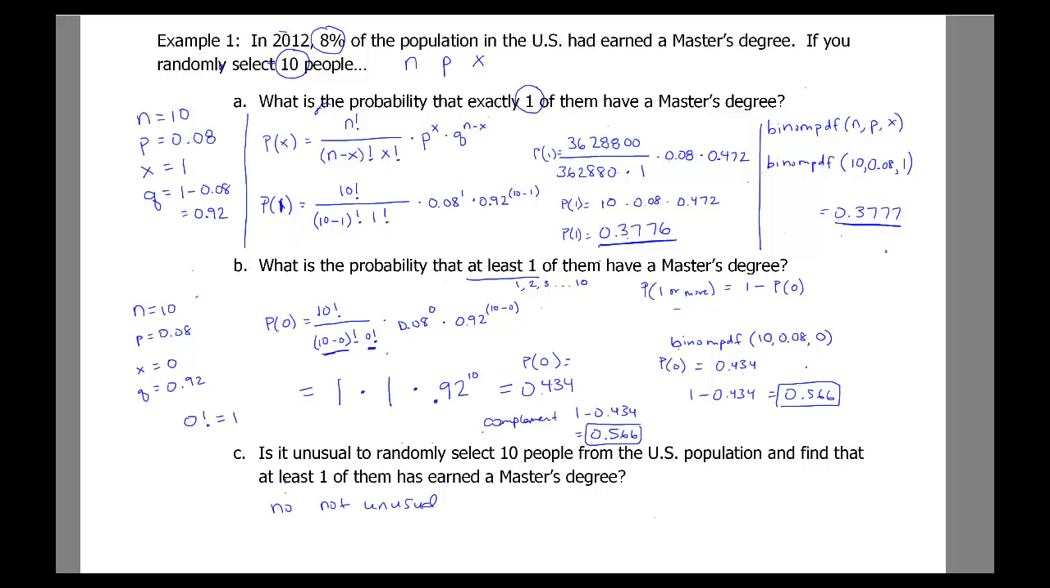Typically a cutoff of probability for something being unusual, we'd use 0.05. Sometimes it's 0.01, sometimes it's 0.001. It really depends on the problem. So make sure you check every problem, and if they give you a cutoff value to use that in making your decision.